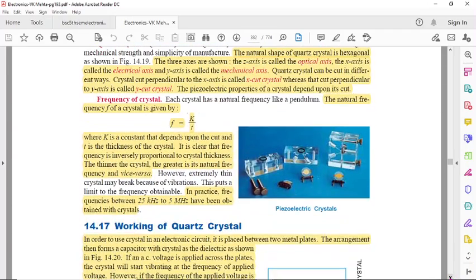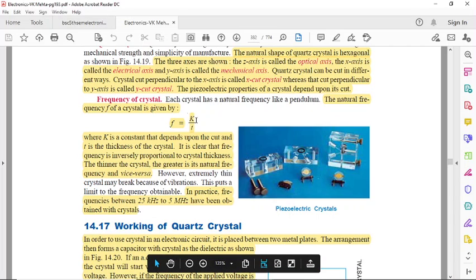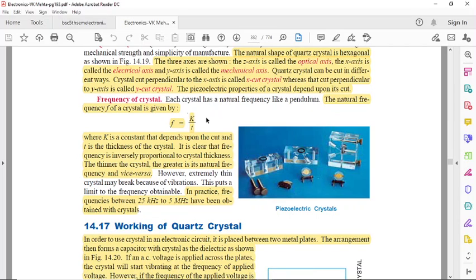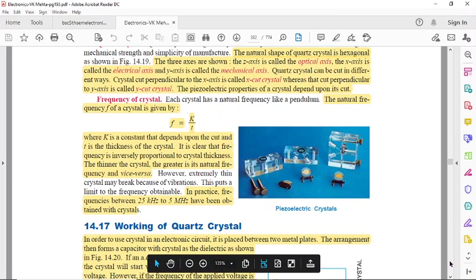Then the frequency of the crystal is equal to K by T, where K is the constant that depends upon the cut and T is the thickness of the crystal. And it is seen that the frequency is inversely proportional to the crystal thickness. The thinner the crystal, the greater is its natural frequency and vice versa. In practice, frequencies between 25 kHz to 5 MHz have been obtained with crystals.